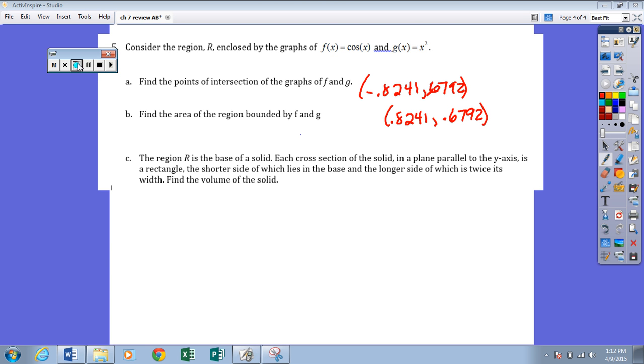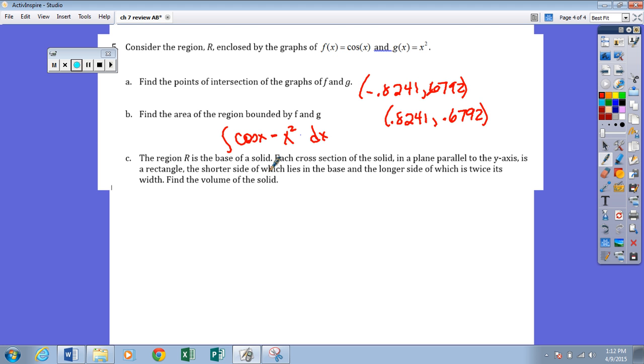Okay, so once you actually do that in the calculator, these are the points that you're going to get. And it is a symmetrical picture, so it makes sense that the points are like that. And now for part B, it wants us to find the area of the region bounded. Well, if you look at your picture, the cosine curve is the one that's on top, and the x squared curve is bounding below. So we'll just do top minus bottom.